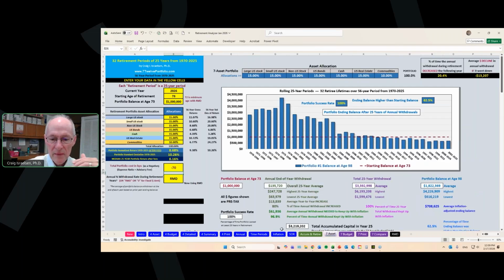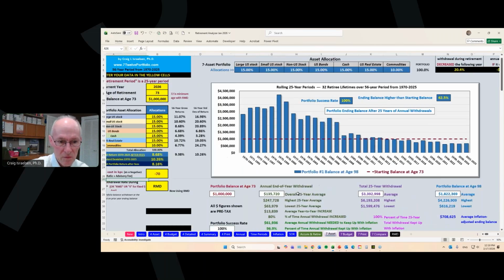There's more tabs to show you, but because I wanted to kind of highlight what's new, I also, for those who have experience with the RPA, I think you're going to enjoy this. Here's the 7-asset portfolio. We don't have as many time frames to study. We can only go back to 1970. We only have 32 rolling 25-year periods, but we do have more asset classes. So let me make that a little bit bigger for you.